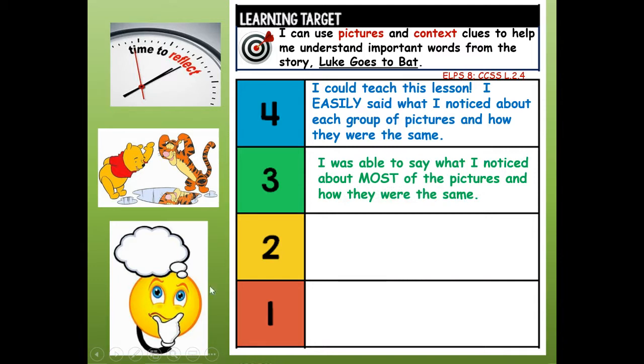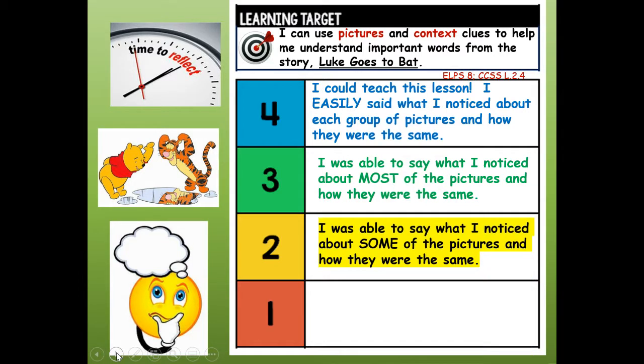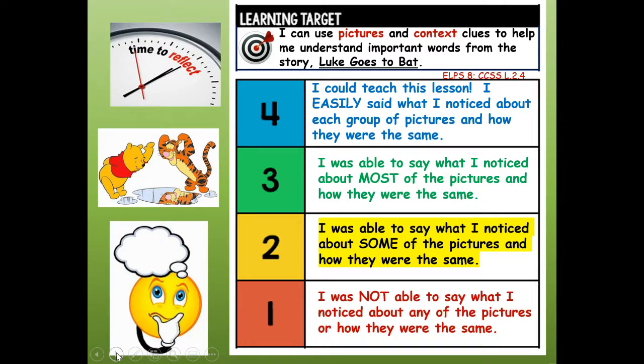Or would you give yourself a 3? I was able to say what I noticed about most of the pictures and how they were the same. Or would you give yourself a 2? I was able to say what I noticed about some of the pictures and how they were the same. Or 1, I was not able to say what I noticed about any of the pictures or how they were the same. So on the top of your paper, I want you to write your reflection. How do you think you did? 4, 3, 2, or 1?